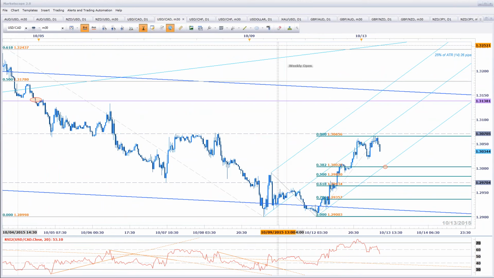And as far as dollar CAD data or Canadian data for the week, you're pretty light. The only thing you want to keep in mind here is US data. So retail sales tomorrow morning and the CPI print later in the week.